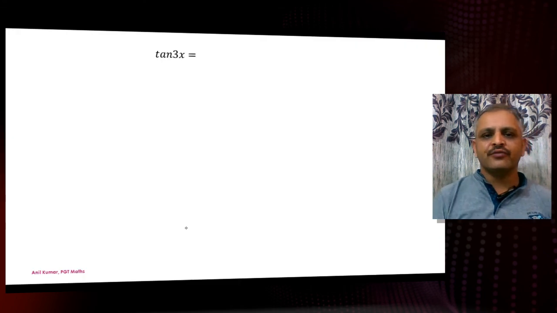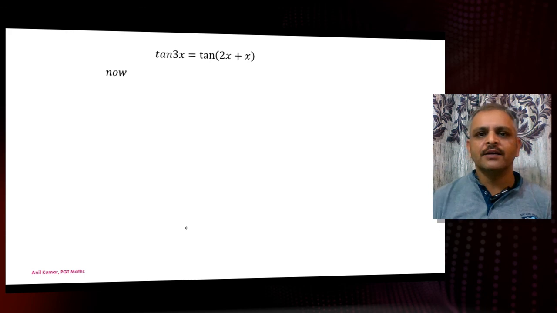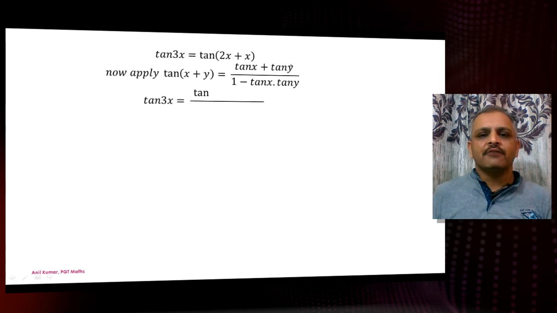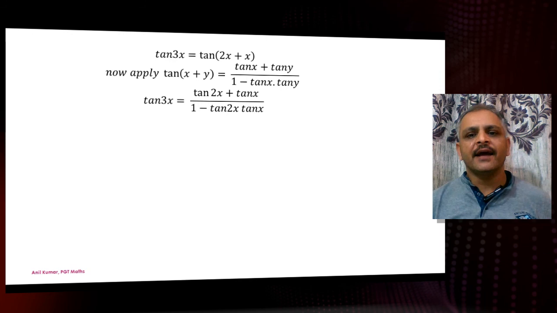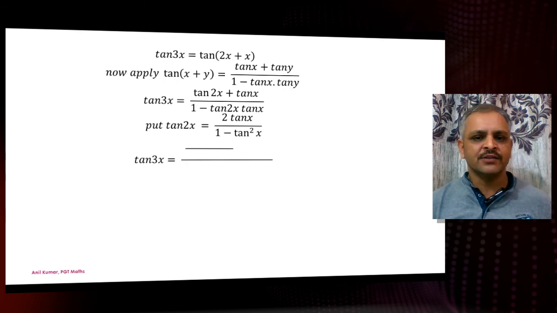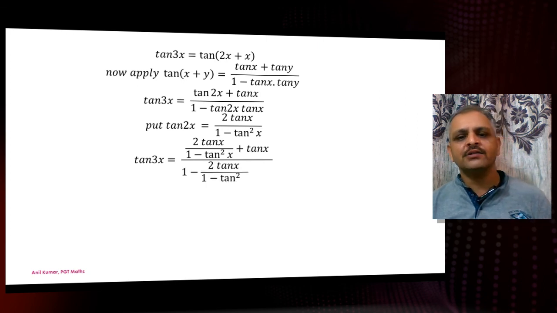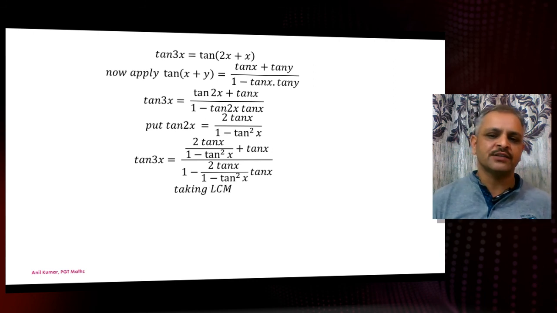Next is tan 3x. So tan 3x, also split it into 2x plus x. Now I will apply tan of x plus y, which is tan x plus tan y over 1 minus tan x tan y. So instead of x, write 2x, and instead of y, write x. So it becomes tan 2x plus tan x over 1 minus tan 2x tan x. So put the tan 2x value, which is 2 tan x by 1 minus tan square x. So tan 3x will become 2 tan x by 1 minus tan square x plus tan x, and the denominator will become 1 minus 2 tan x by 1 minus tan square x into tan x.